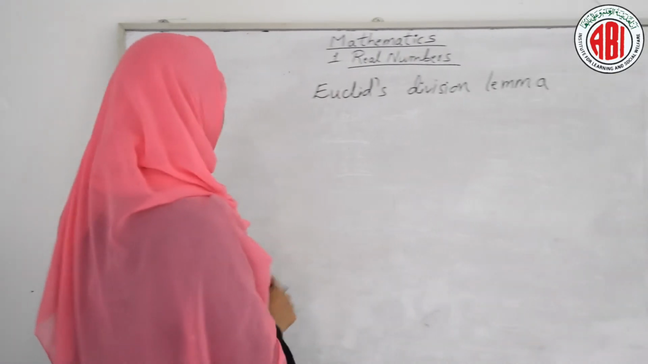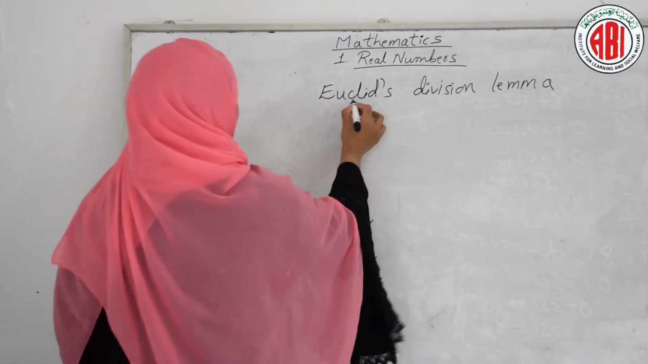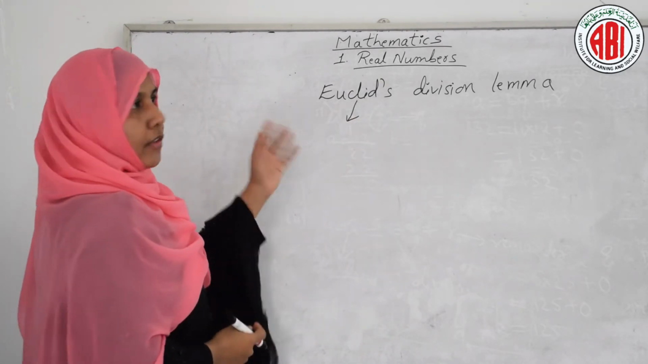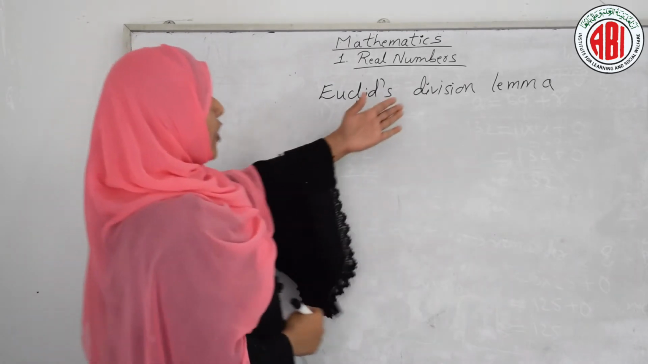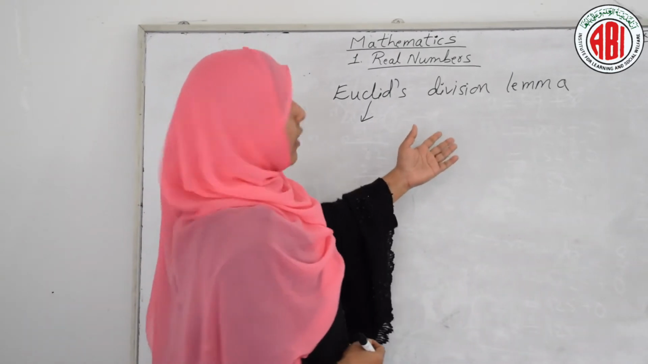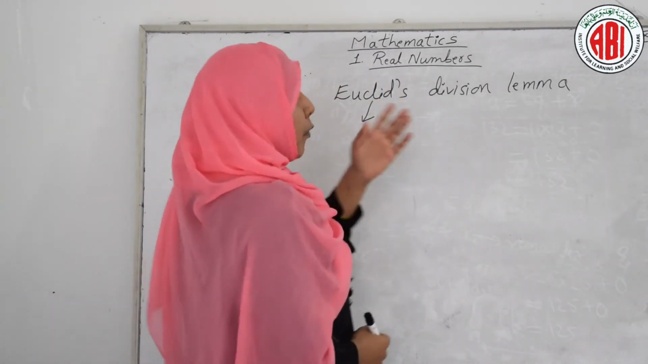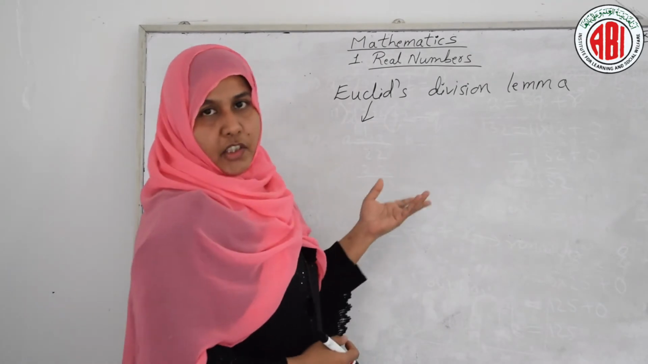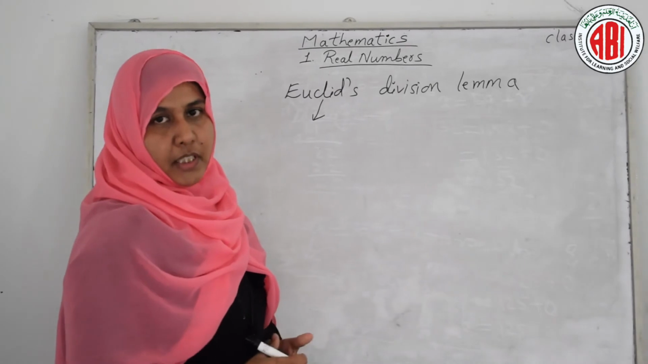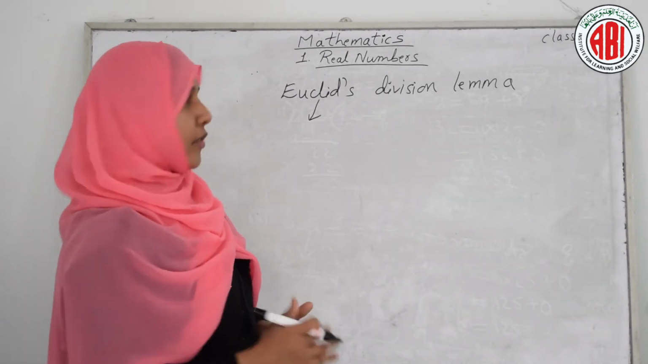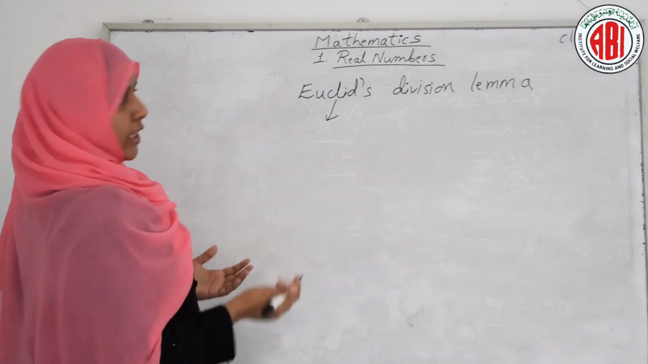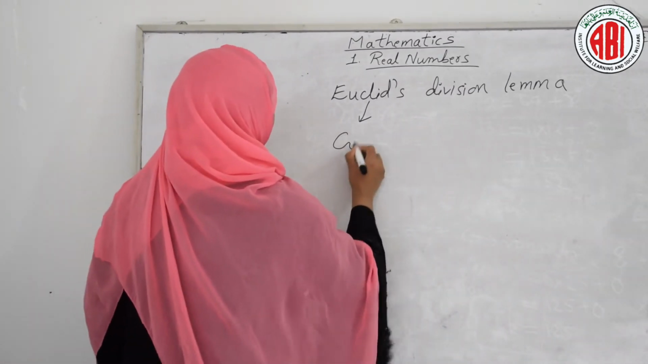So we have Euclid's division lemma. What does that mean? Euclid is the name of a Greek mathematician. He is also called the father of geometry. Division means we are dealing with division problems, that means division of integers. Lemma is a proven statement used to prove another statement. So the definition of lemma is that it is already a proven statement that we apply to prove another statement.